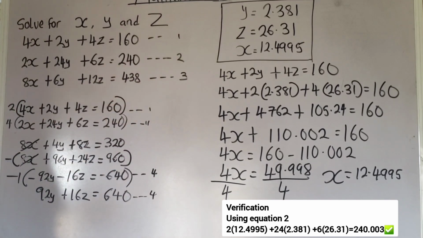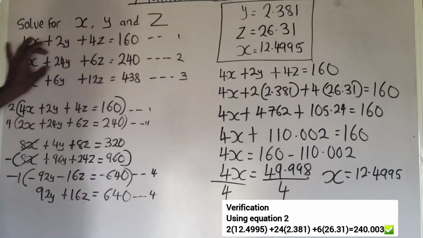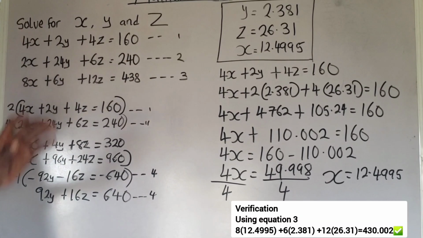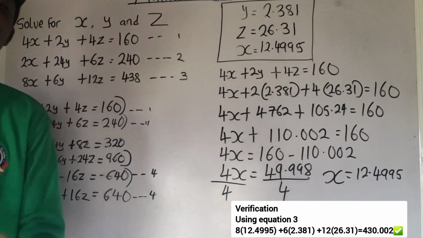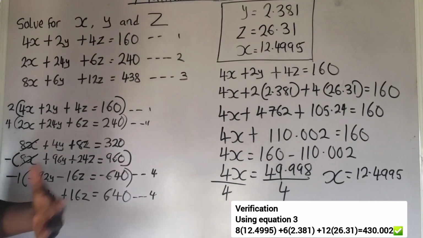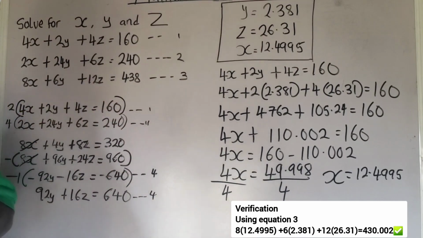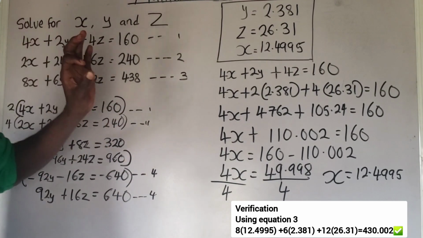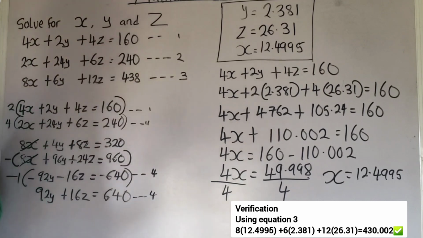You can get 240.003. If you substitute the values into equation 2, you are still correct. You know we have approximations along the way. So you can get 240.003 or something, and you are still correct. So that is how to solve simultaneous equations involving three unknowns.